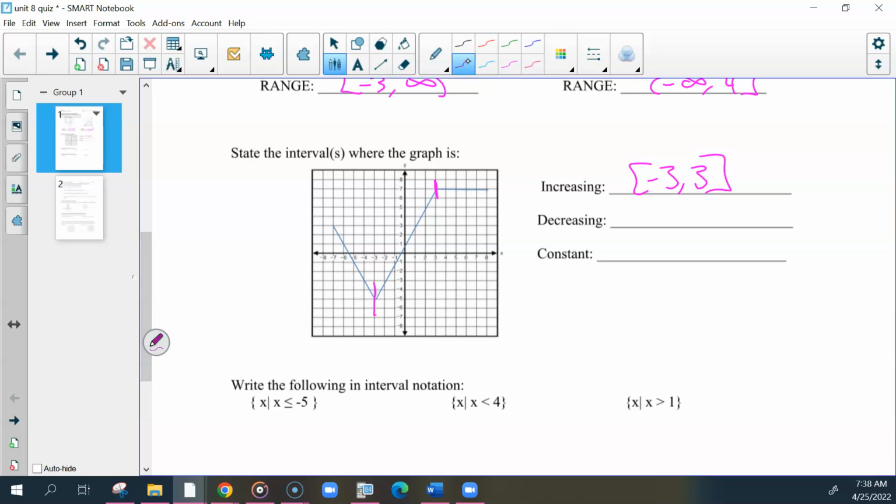Decreasing was from -7 to -3. I accepted a few things for constant. If you put NA because you couldn't see this line, that was fine. There was an actual constant piece from 3 to 8. But if you put NA, none, that was fine too. Leaving it blank though is not. Questions on that one?